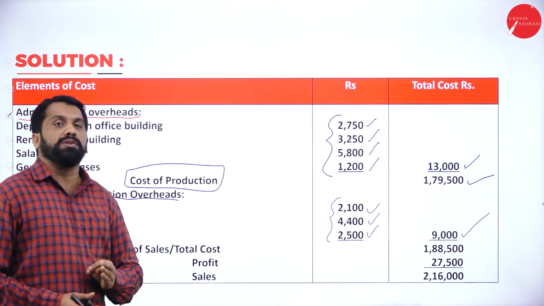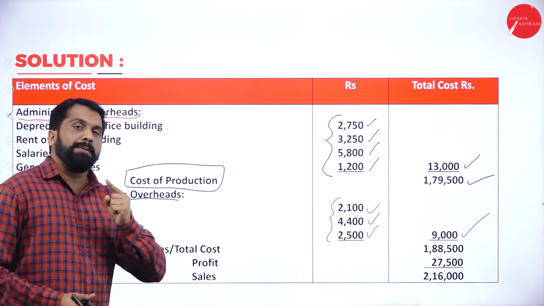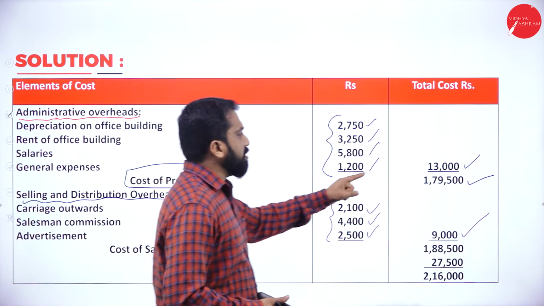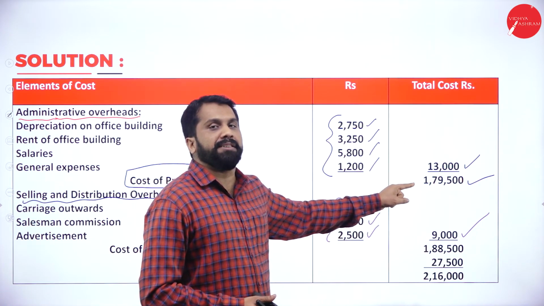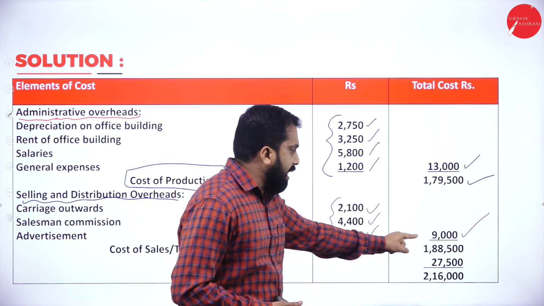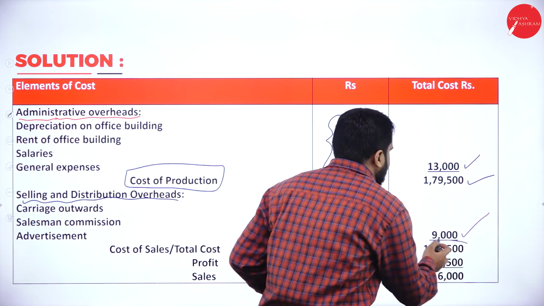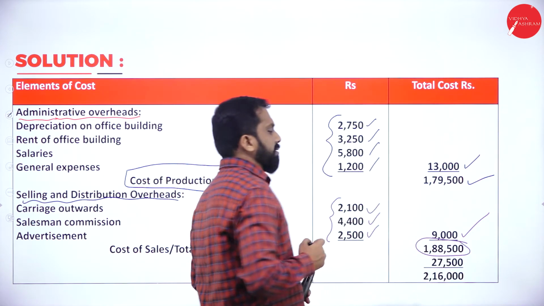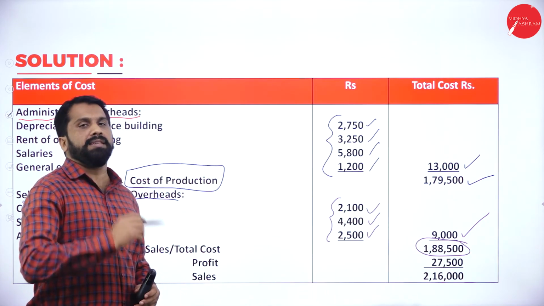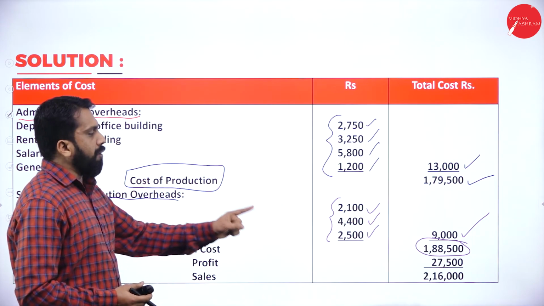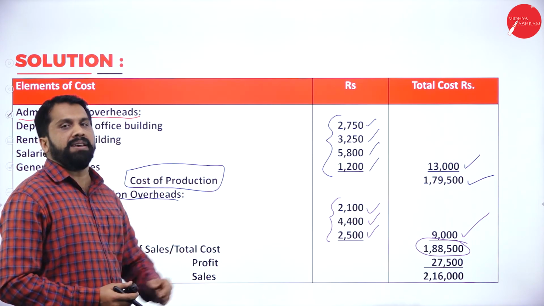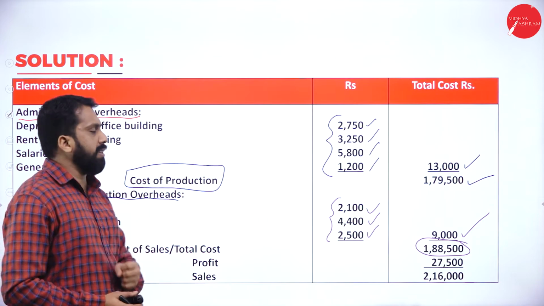Now, what should we do? We should go back to your previous total. What was your previous total? 1,79,500. Add this 9,000. What is your total? 1,88,500. Understood? Yes. Your answer is 1,88,500. Clear? Yes.